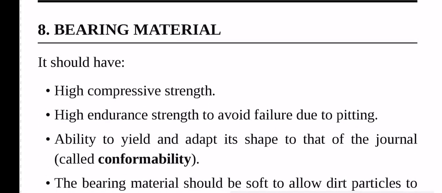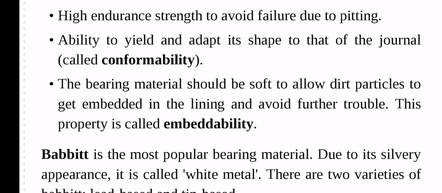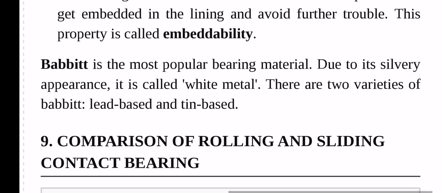Bearing materials. It should have high compressive strength, high endurance strength to avoid failure due to pitting, and ability to yield and adapt its shape to that of the journal, called conformability. The bearing material should be soft to allow dirt particles to get embedded in the lining and avoid further troubles. This property is called embeddability. Babbitt is the most popular bearing material due to its silvery appearance. It is called white metal. There are two varieties of Babbitt: lead based and tin based.